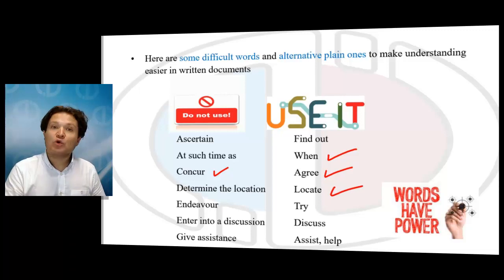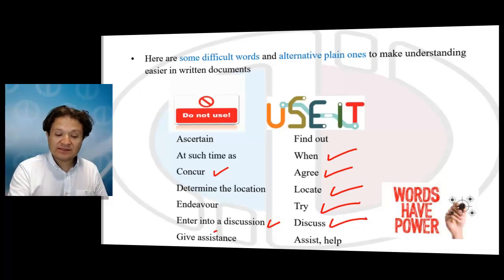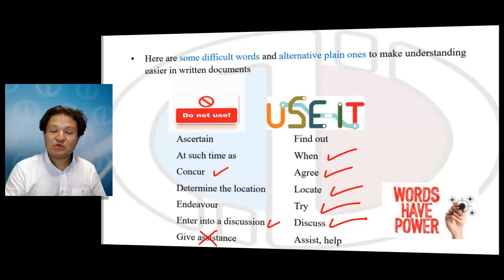Endeavor is more difficult, it is not known by everybody, but try is simpler and known by almost everybody speaking English as a foreign language. Enter into a discussion is difficult, but you can easily say discuss. Give assistance is difficult, but you can easily say assist or help rather than saying give assistance.